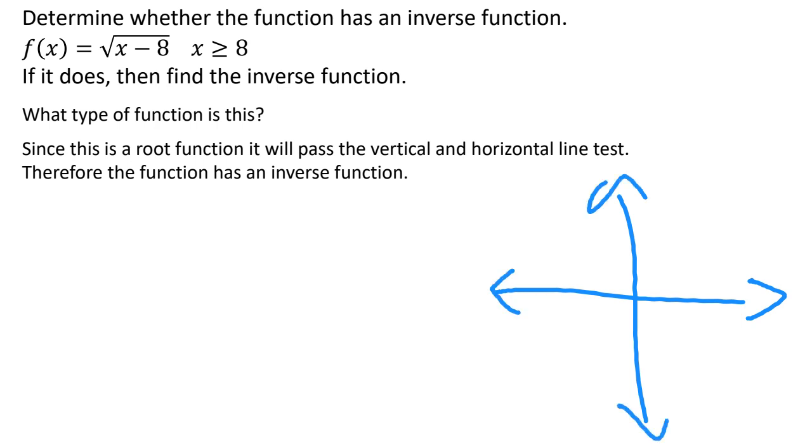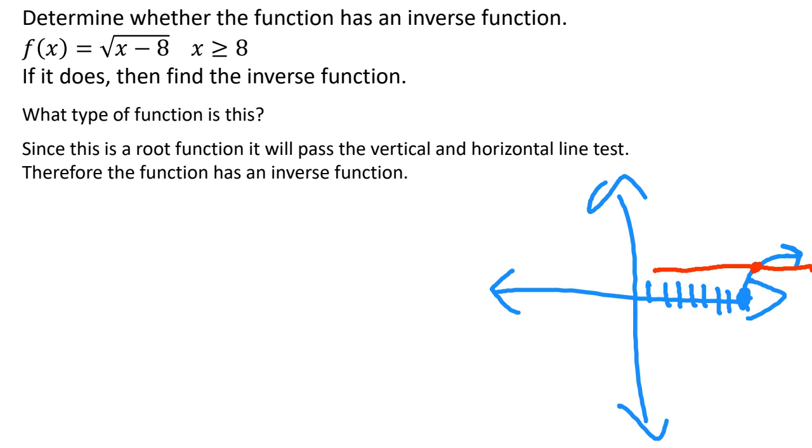x-axis or my coordinate plane. And so x minus 8 is going to be 5, 6, 7, 8. It's going to look something like this. Okay. And so if we were to apply the vertical test, it's going to be a function. If we apply the horizontal test, then it's only going to touch in one location. And so therefore it does have an inverse. So we can find the inverse.